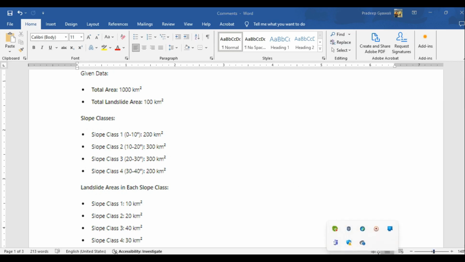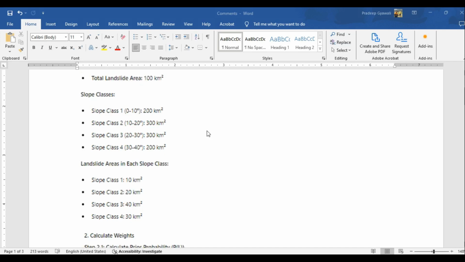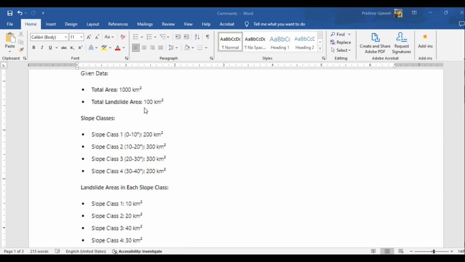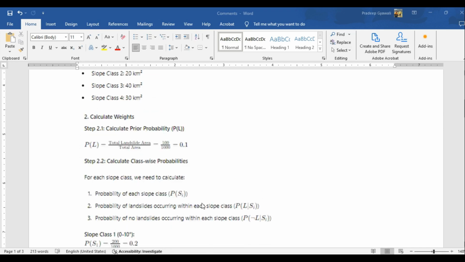Now we move to the further step. The second step is to calculate the weight of the factors and sub-factors. So step 1 is to calculate the prior probability, which is indicated by PL. PL means the ratio of total landslide area divided by total area. The total landslide area is 100 km square and the total area is 1000 km square, altogether giving 0.1.